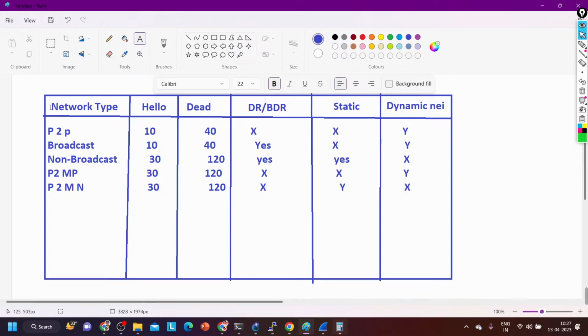Okay, so whenever two routers are directly connected with each other, that time your network should be point to point. Yes or no? Yesterday also, or maybe the day before yesterday, we had discussed this, that why we need to configure point to point network over here, so that DR and BDR election will not happen, because DR and BDR is not required here. Yes or no?